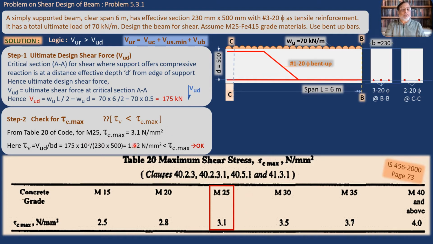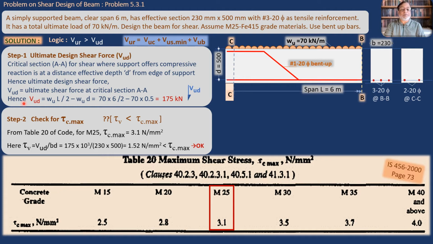So now we will compare whether our tau V 1.52 is less than tau C max 3.1. Yes, it is less than 3.1, and that is why we can say that this value tau V is less than tau C max, and hence we will conclude that this check is okay. This check is okay means we are safe now for diagonal compression, and we are safe to proceed for the next step of our design.